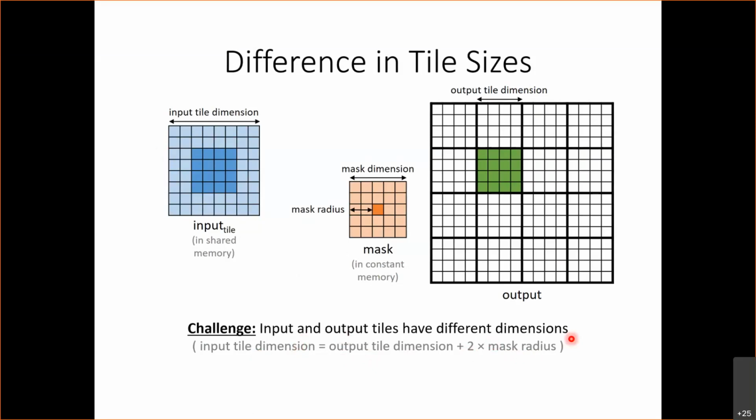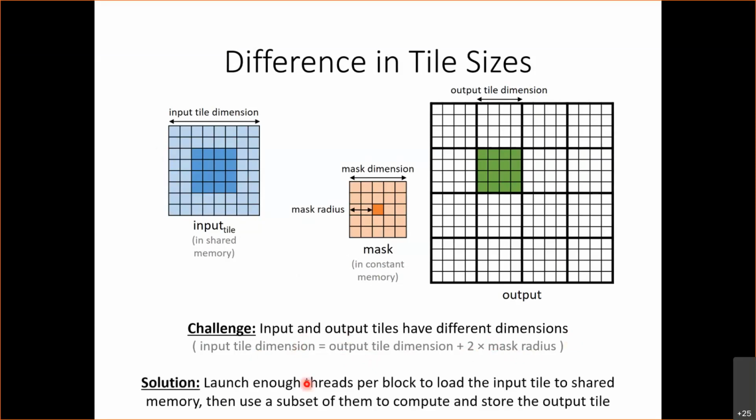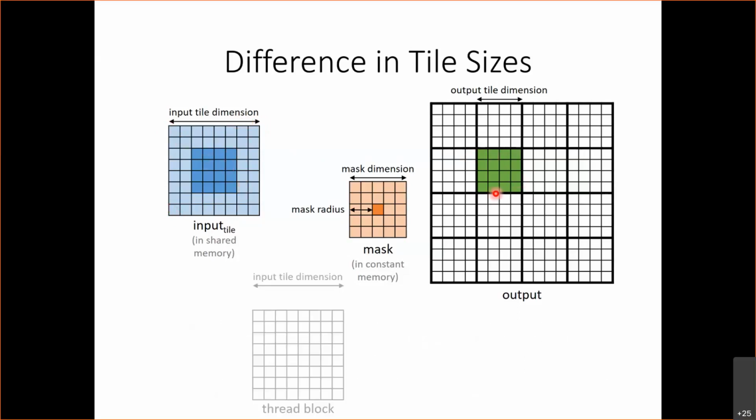We can't just have each thread load one input element and calculate one output element. The solution is that we can assign as many threads as we have input elements in the tile. So our thread block size is going to correspond to the input tile dimension. However, when we come to compute, we would only use some of these threads to calculate the output tile. So in other words, the dimension of our thread block is going to correspond to the input tile dimension.